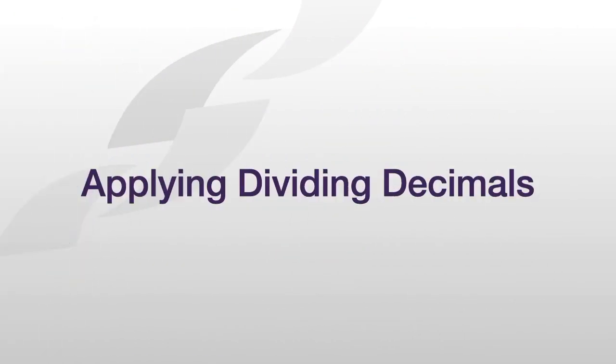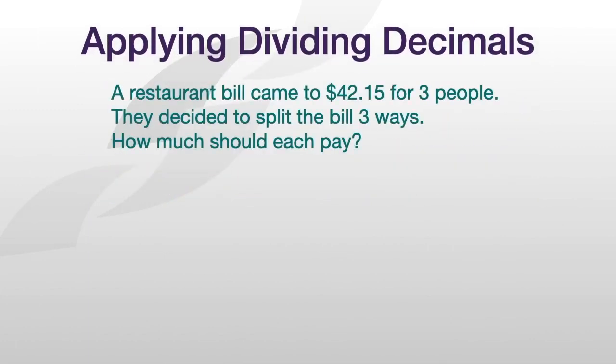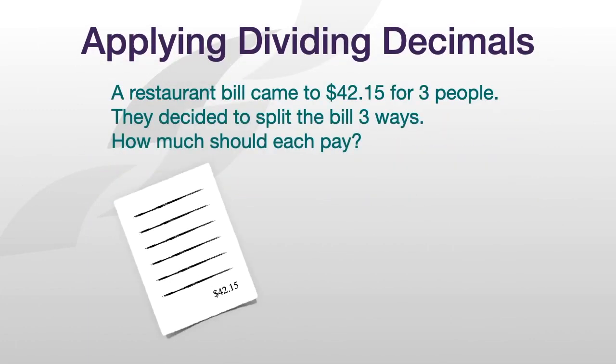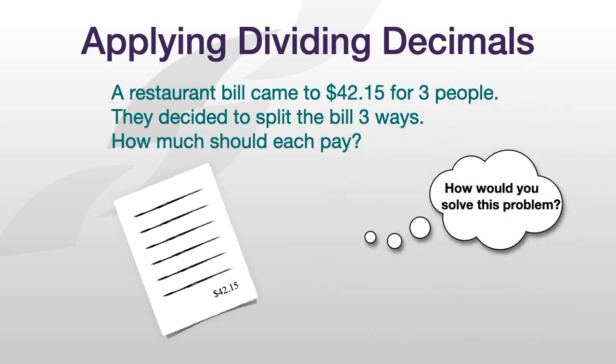Let's apply what we have learned about dividing decimals to a problem. Sharing a restaurant bill is a common situation for dividing decimals. In this scenario, they are equally dividing the total bill of $42.15 among 3 people. For the purposes of this problem, let's assume this already factors in a tip. How would you solve this problem?